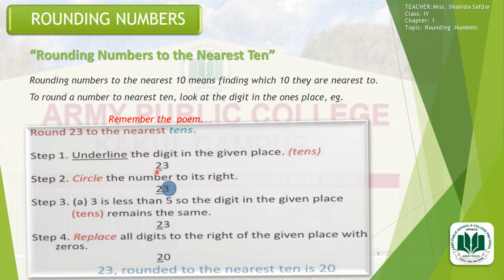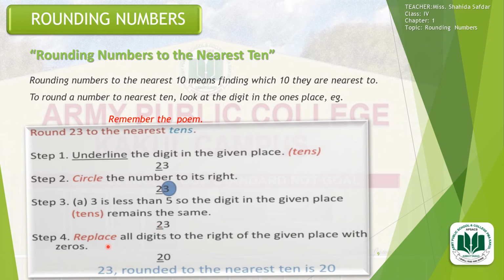Now we have to circle the number 3. Why 3? Because 3 is right to the 2. As you can see, 3 is less than 5. So, the digit in the given place, the digit which we have underlined, that is 2, will remain the same. There will be no change in 2.